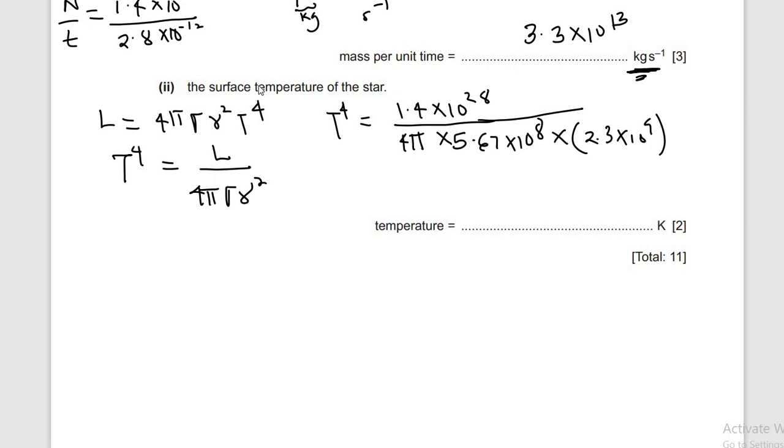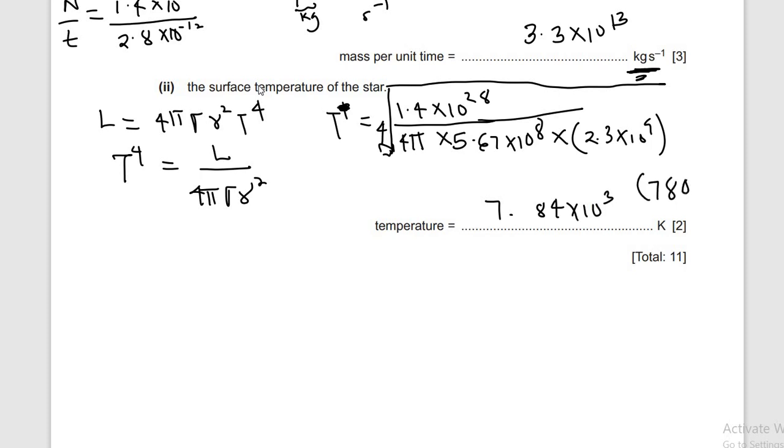So do your math, find the fourth root. So find the fourth root of this. So at the end of the day, temperature will be fourth root of that. So I think you're going to have 7.84 times 10 to the power 3. Which can be 7,800.